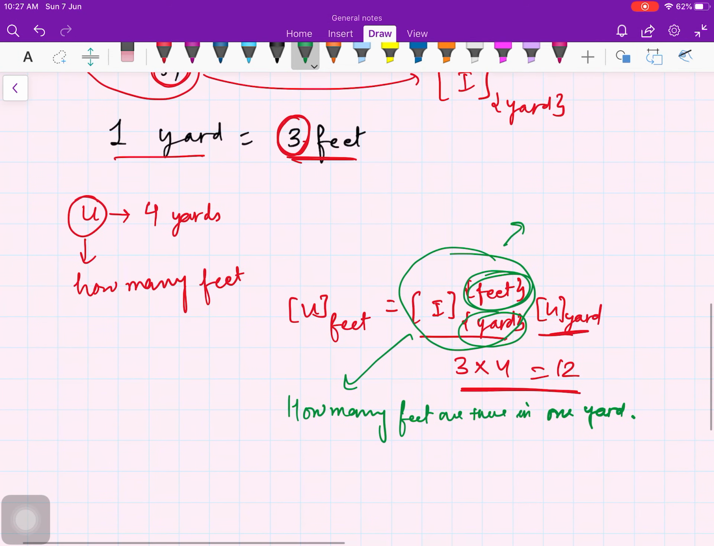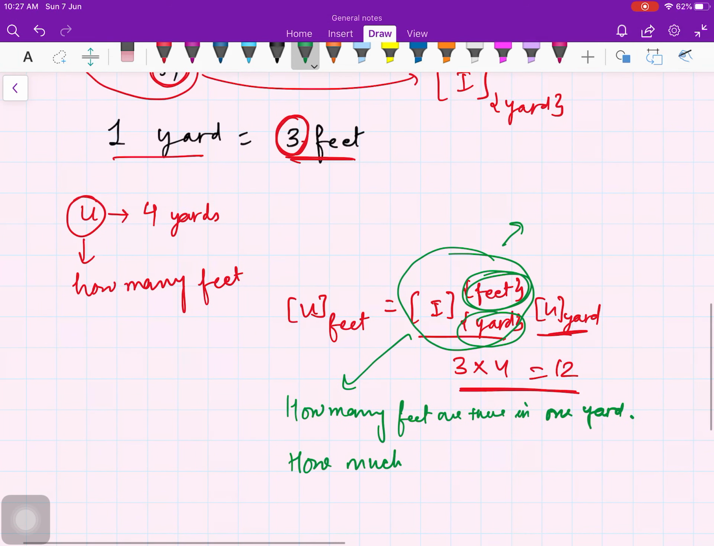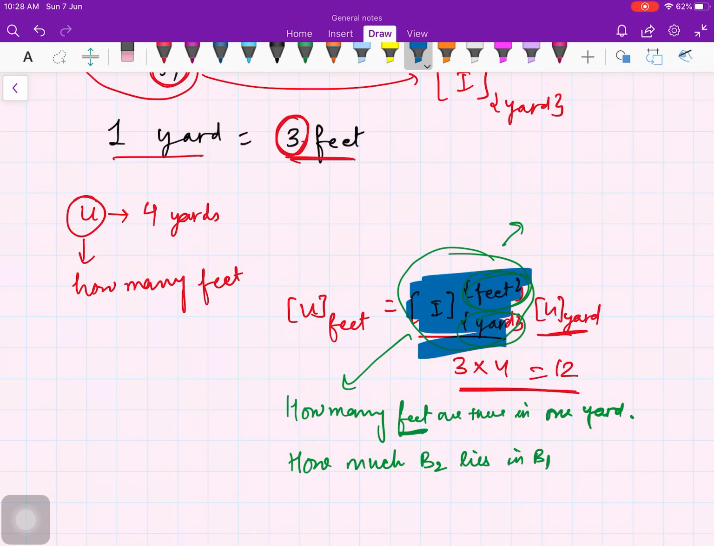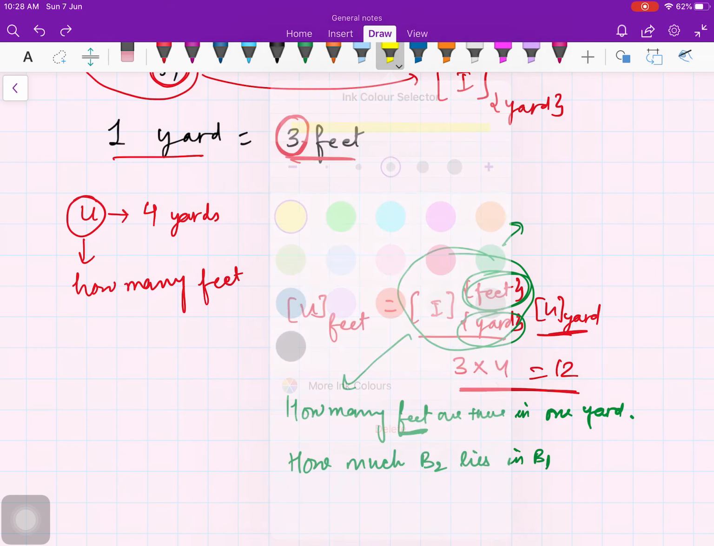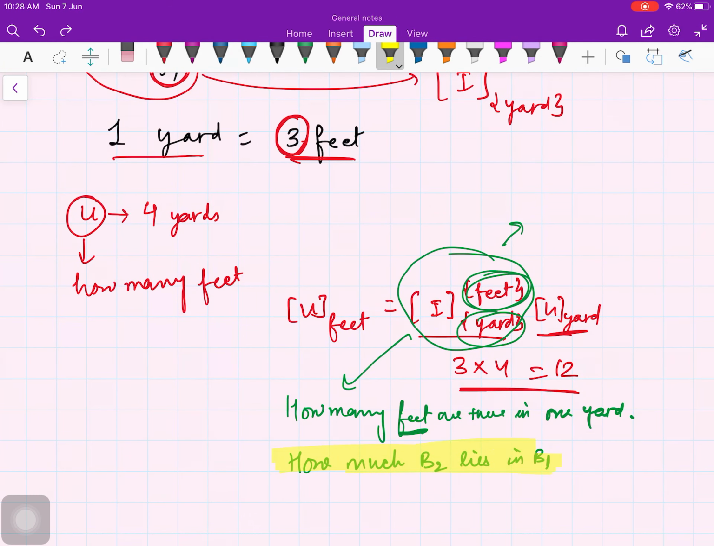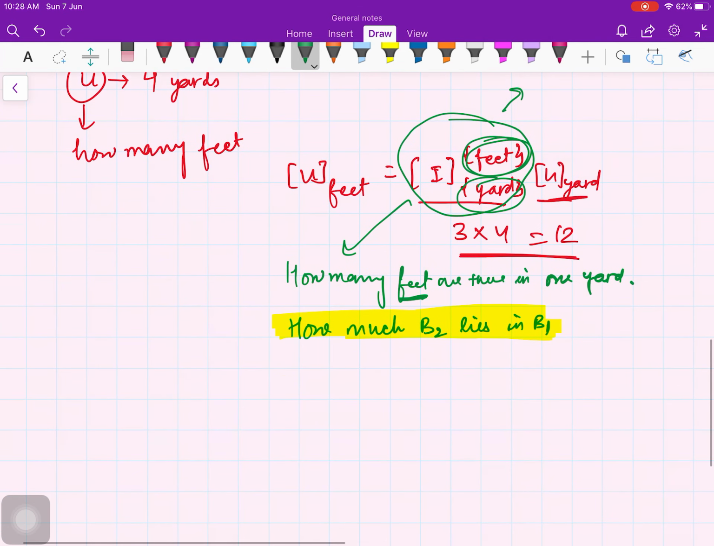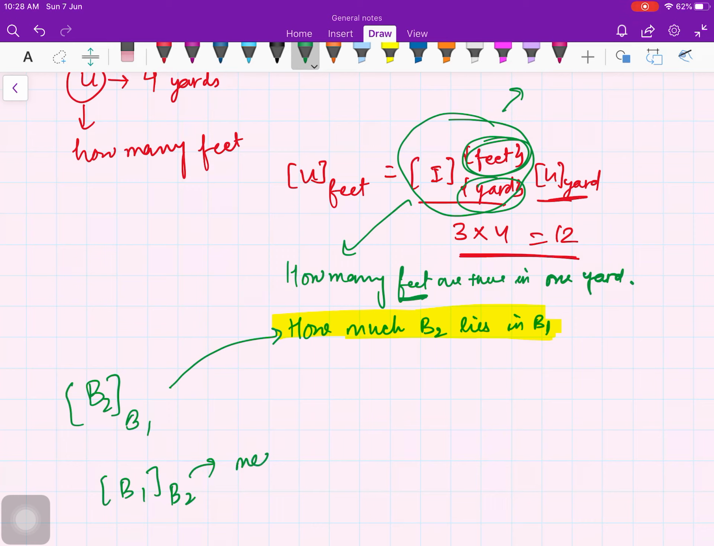So it means, how much of foot, which is your B2, how much B2 lies in B1? So this matrix, which is a change of basis matrix from B1 to B2, measures how much B2 lies in B1. So this change of basis matrix measures how much B2 lies in B1. So we have this B2 B1. This measures how much B2 lies in B1, and conversely B1 B2 measures how much B1 lies in B2.